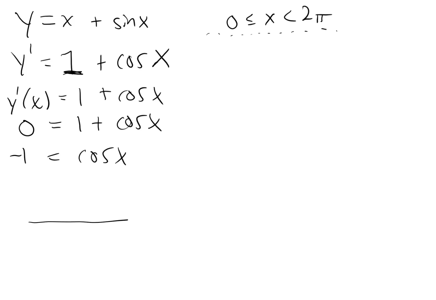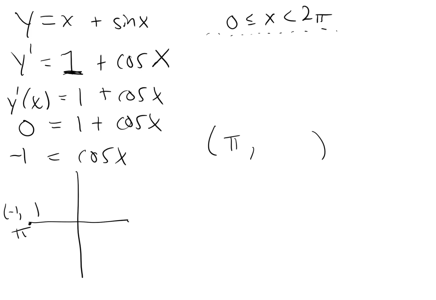From the unit circle, cosine are the x values around the unit circle. And the only place where there's an x of -1 would be at pi radians. And so that would be the x value that would have a horizontal tangent line.